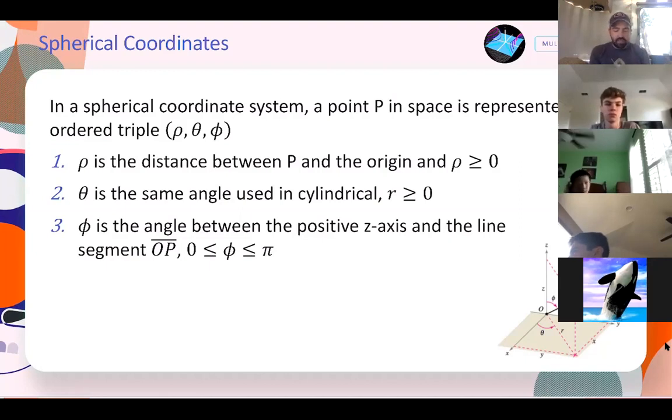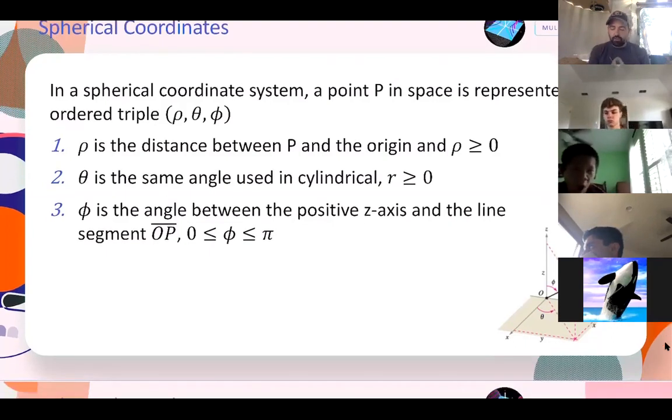Theta is the same angle used in cylindrical when we're using positive r's. If you graph on a calculator in polar, it'll sometimes give you negative r's, and that will make the theta weird. We're talking about theta used where r is positive. So from the positive x-axis going counterclockwise around. Same exact one from cylindrical, so usually that one's pretty easy.